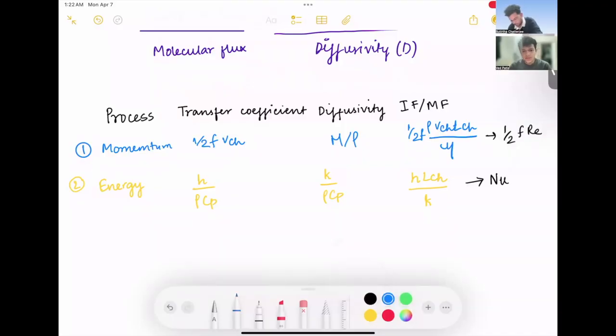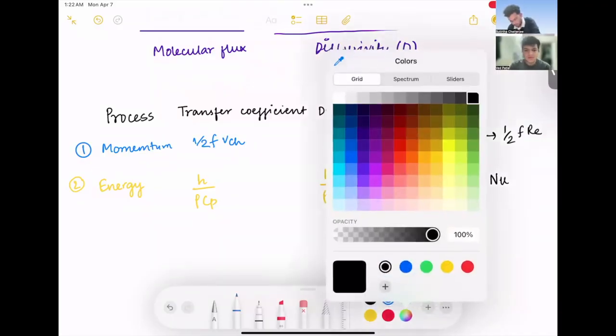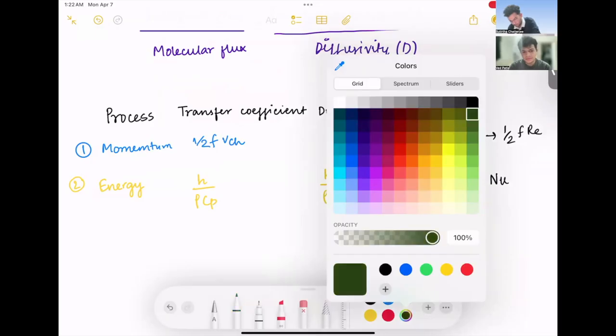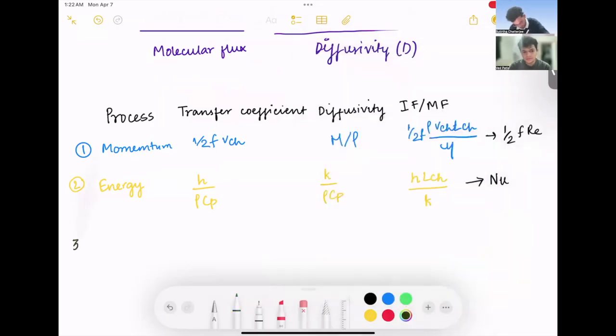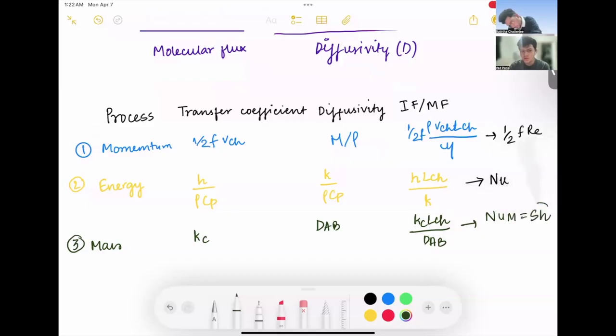Now our third and last process, which is mass transfer. The transfer coefficient is Kc, diffusivity is DAB, and interface flux upon molecular flux can be written as Kc into LCH divided by DAB, which is also equal to the Nusselt number for mass transfer, NUM, which also equals the Sherwood number.